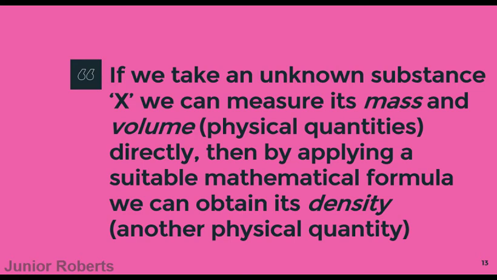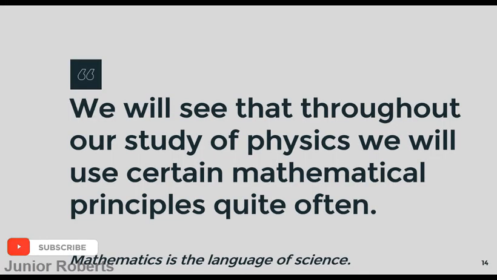The density is another physical quantity, which in this case is a derived quantity, because we would have formed it by the division of our two quantities, which are mass and volume. So mass is a base quantity, volume is a derived quantity, but when we divide mass and volume, we're able to obtain another derived quantity, in this case density. Now we will see that throughout our study of physics, we'll be using a lot of mathematical principles quite often. So we can now appreciate the fact that mathematics is the language of science.